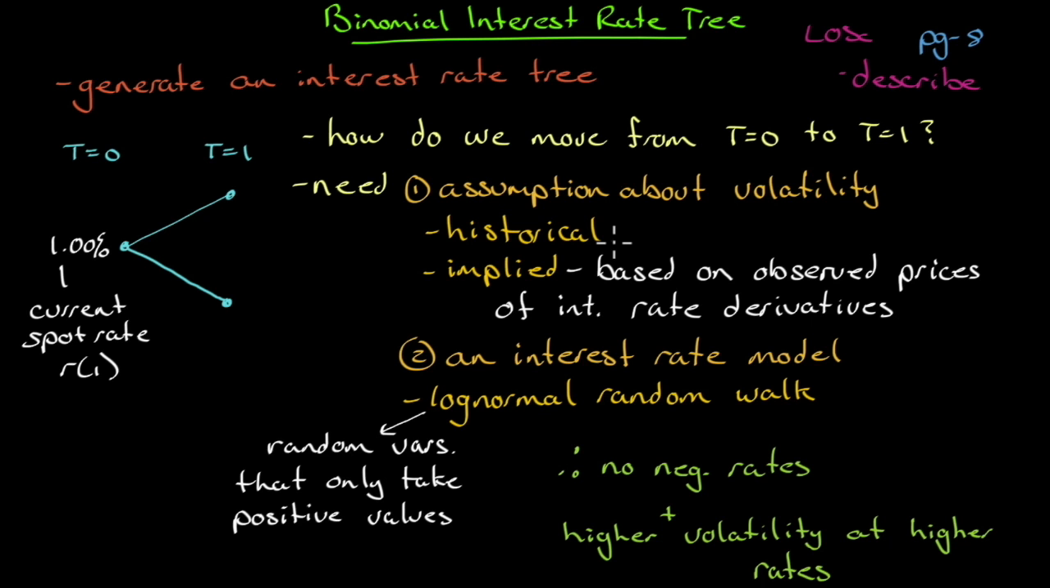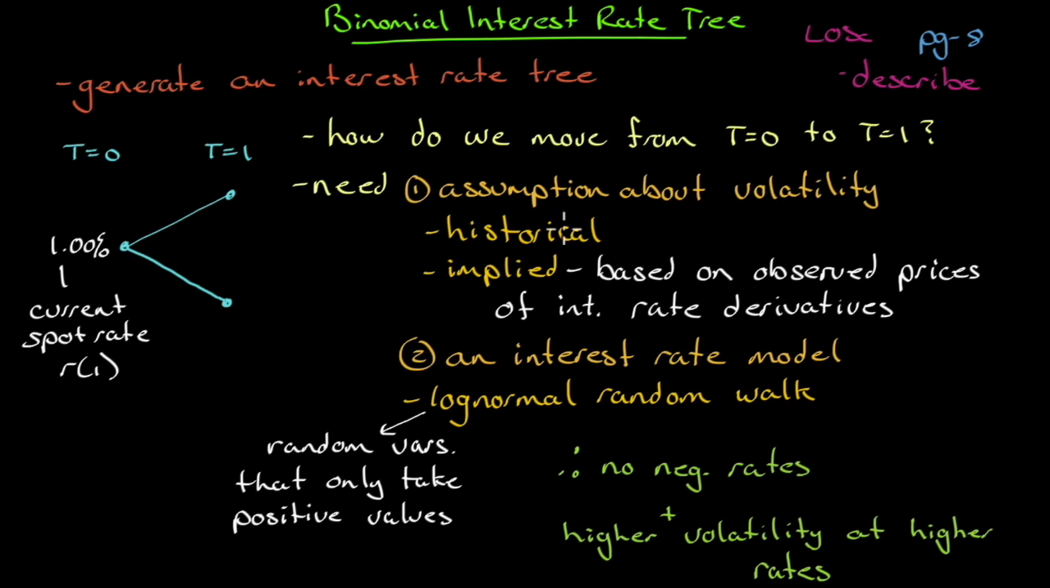Or we can use implied volatility. And implied volatility is based on observed prices of interest rate derivatives. If you are familiar with Black-Scholes, if you have 4 of the available inputs, you can figure out what the price is implying about what volatility would have equaled. That's why it's called implied volatility.